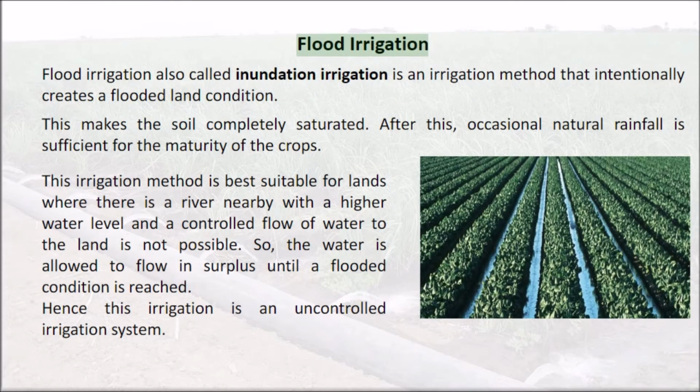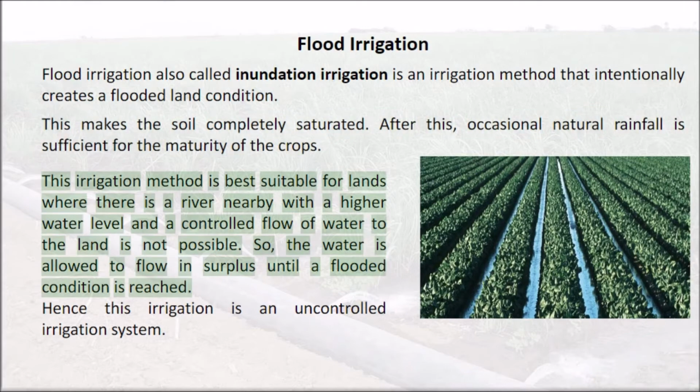Flood irrigation. Flood irrigation, also called inundation irrigation, is an irrigation method that intentionally creates a flooded land condition. This makes the soil completely saturated. After this, occasional natural rainfall is sufficient for the maturity of the crops.